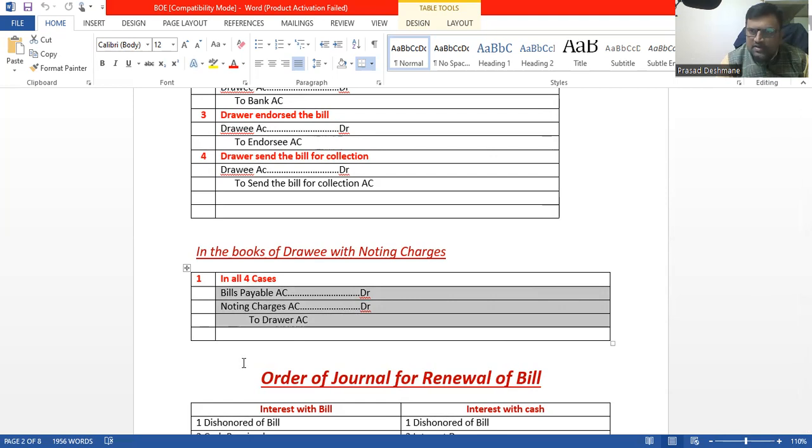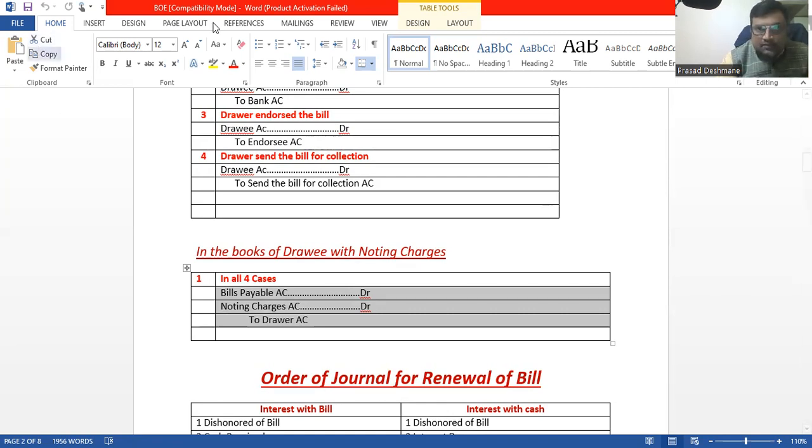If we have noting charges, we'll debit noting charges. If we don't have the noting charges, we don't debit noting charges. Then BP to drawer, because the drawer is the only concerned person, right? Because he endorsed, he discounted, that doesn't matter to him. He owes to the drawer, that's why Bills Payable account debit, noting charges account debit to drawer. Right? Yes, this is called the dishonored entries.